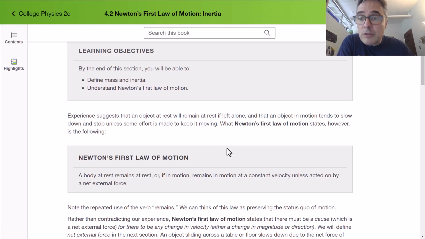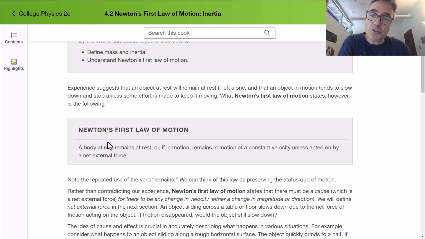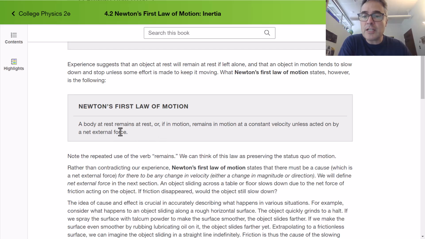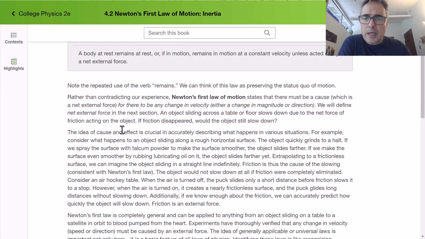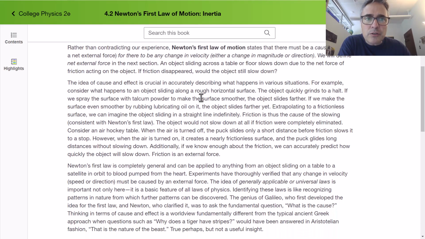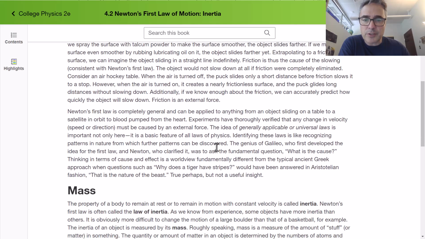Section 4.2 introduces what's called Newton's first law of motion. A body at rest remains at rest. Or, if it's already in motion, it remains in motion at a constant velocity unless acted upon by a net external force. So if you're going to change something from having a constant velocity, and that velocity might be 0, then you have to have a force from an outside object. And if you don't, then it just continues at a constant velocity. So there must be a cause for acceleration. A cause for any change in velocity is coming from forces.